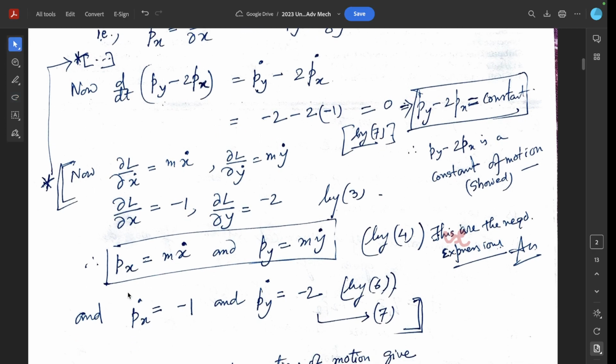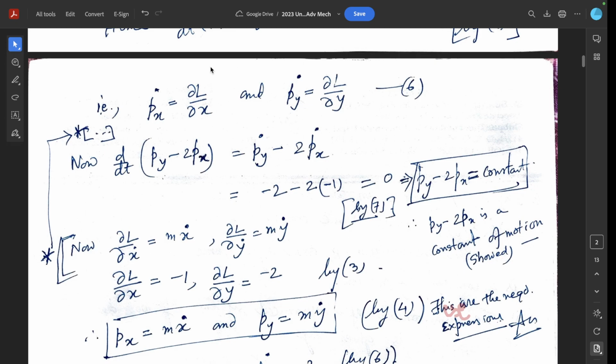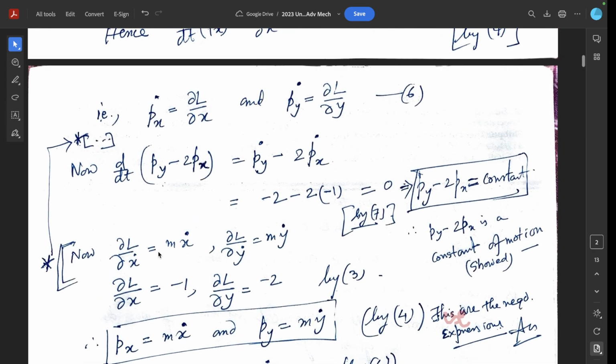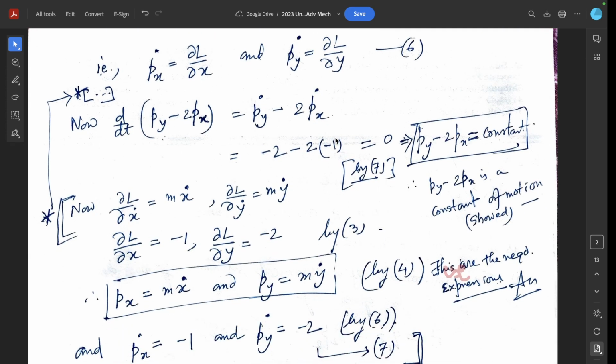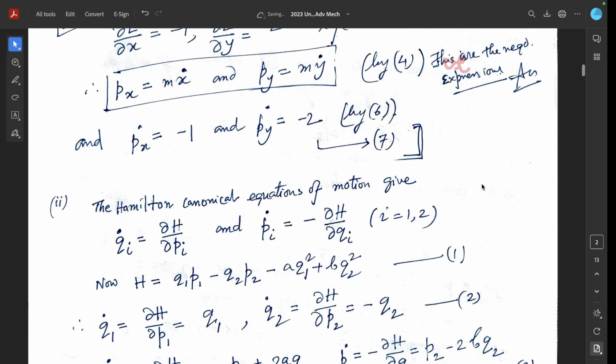And px dot equals minus 1 and py dot equals minus 2, equation 6, because px dot equals del L by del x, so del L by del x equals minus 1 and this minus 2. Now d/dt of (py minus 2px) equals py dot minus 2px dot, and the values of py dot and px dot are minus 2 and minus 1, so this equals 0. Hence py minus 2px is a constant, and so py minus 2px is a constant of motion.